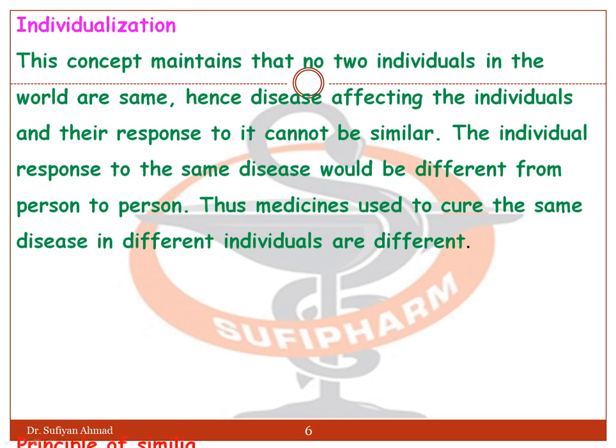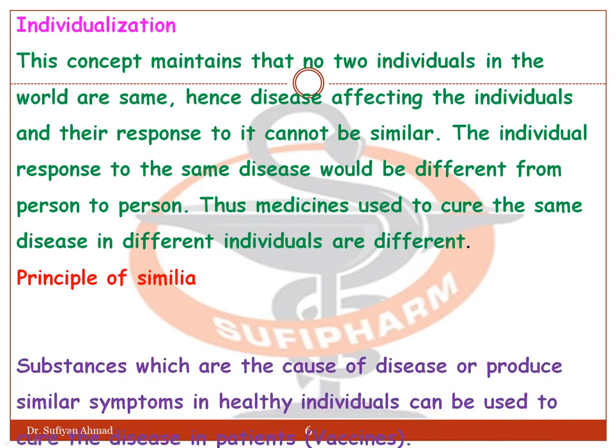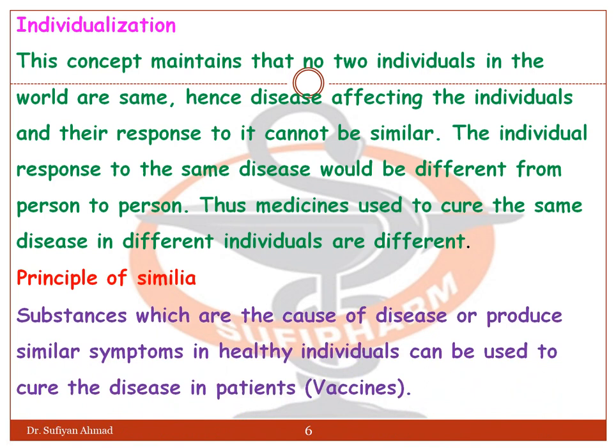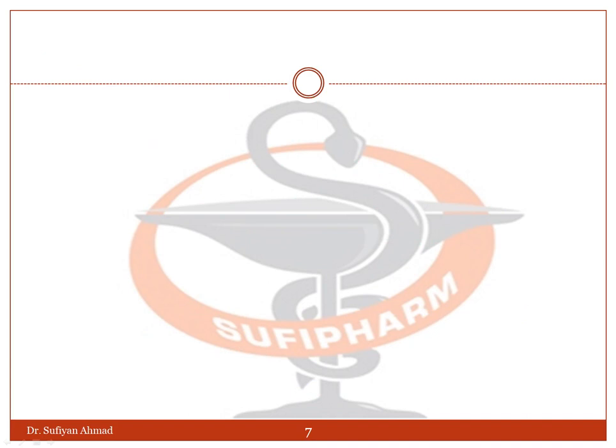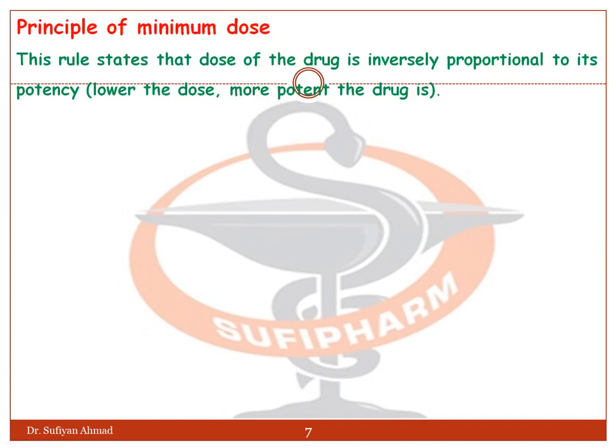The principle of similia: the substances which cause a disease or produce similar symptoms in a healthy individual can be used to cure the disease in a patient. The principle of minimum dose: this rule states that the dose of a drug is inversely proportional to its potency, meaning the lower the dose, the more potent the drug is.